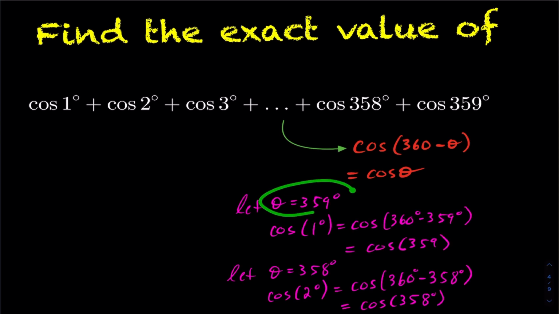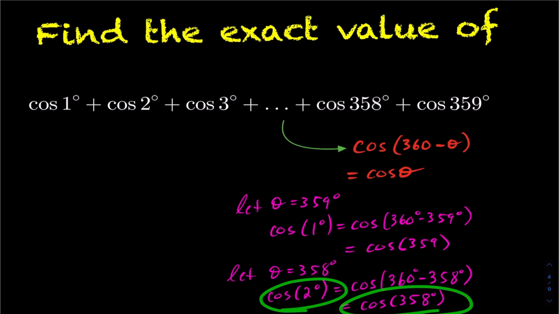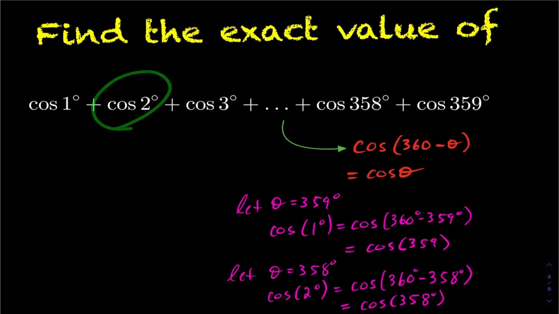I let theta equal 359 degrees, in which case we make the observation the cos of 1 degree is equal to the cos of 360 minus 359. But again, using our result, this is equal to the cos of 359. So in this case, the cos of 1 degree and the cos of 359 degrees are equal. Likewise, the cos of 2 degrees is going to equal the cos of 358 degrees using the same formula. So again, we have equality between these ones.